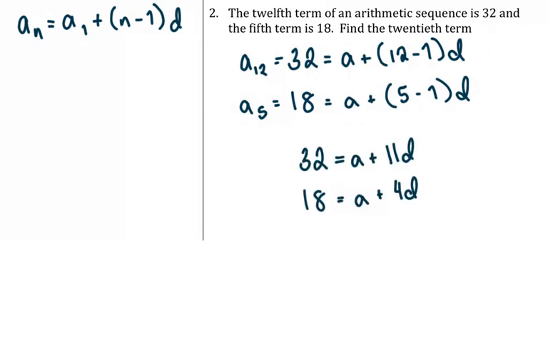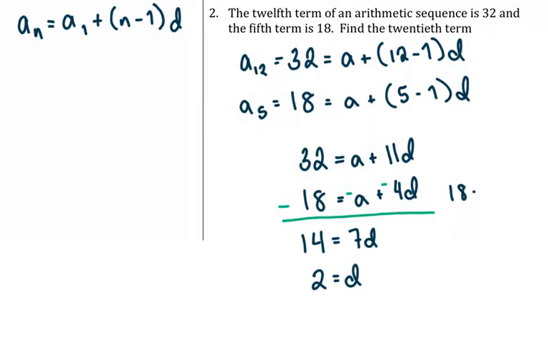So all I did was simplify what's in the parentheses here, and I'm going to cancel out A first since they have the same coefficient, so I will subtract everything, and I end up with 14 is equal to 7D, which tells me that 2 is our common difference here. And if I plug that back into one of the equations, 18 equals A plus 4 times that common difference 2, we then get A is equal to 10.